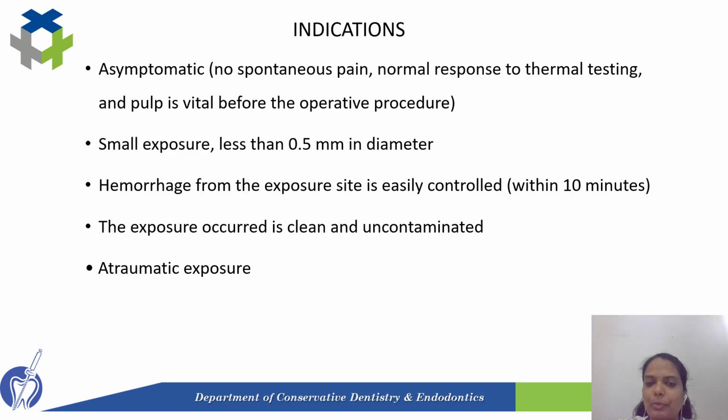What are the indications? Asymptomatic, no spontaneous pain, normal response to thermal testing, and the pulp was vital before the operative procedure. Small exposure, that is less than 0.5 millimeter in diameter. Hemorrhage from the exposure site is easily controlled within 10 minutes. The exposure occurred in a clean and uncontaminated site. Atraumatic exposure.